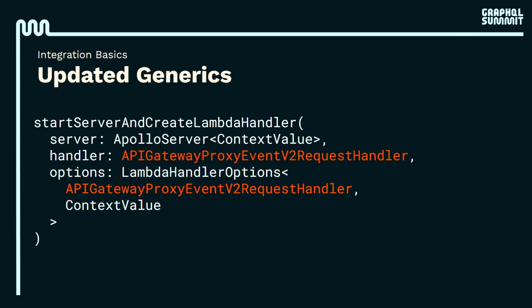So now that we've chosen a handler, in this case, we're going to choose the API Gateway Proxy V2 handler, as that's what we're going to be using later. You can see that we've now filled out more generics in the function. So the handler is now a strict type, and now that third options type has that handler as well. So let's see what that options type looks like.